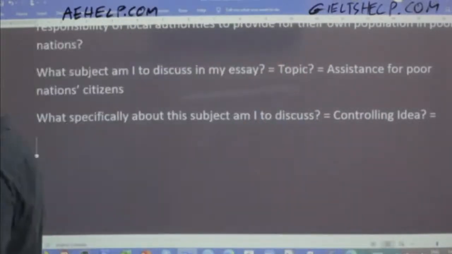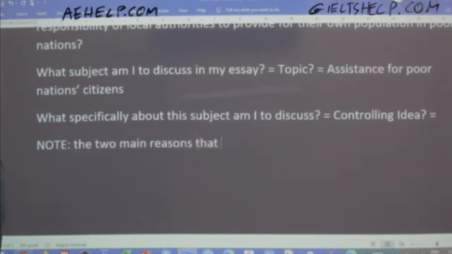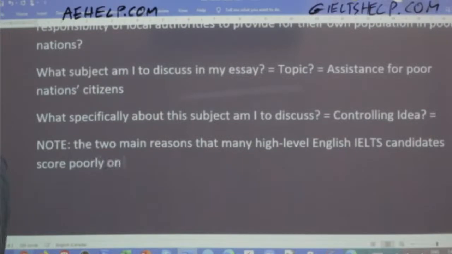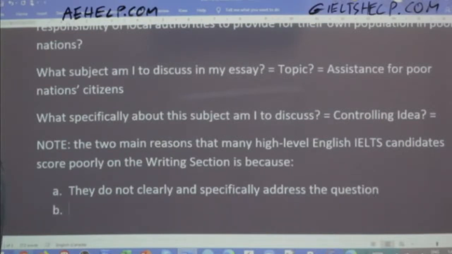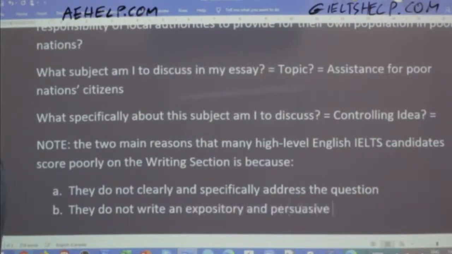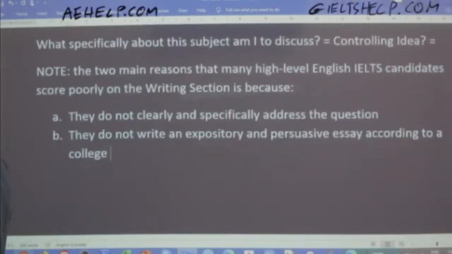Okay, while you think about the controlling idea, I'm just going to make a note of that. So note the two main reasons that many high-level English IELTS candidates score poorly on the writing section is because A, they do not clearly and specifically address the question, and B, they do not write an expository and persuasive essay according to a college level standard.